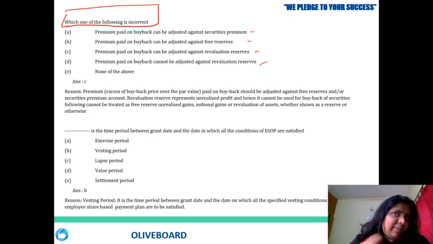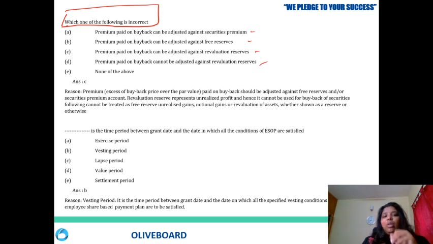Why? Because revaluation reserve is a notional reserve. It's not a real reserve. It is not a real profit. It is not a real gain. Revaluation reserve is just a notional gain. You're getting it? Notional stuff. So when it is notional stuff, you cannot use the same thing for what is actually happening. You're getting it? Premium on buyback is actually happening. And for that, you cannot use something which is not real. You cannot use such a resource which is not real. That is absolutely nonsense. In that case, you're eroding the capital.